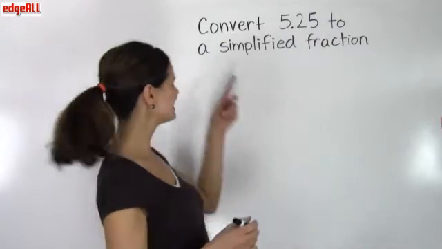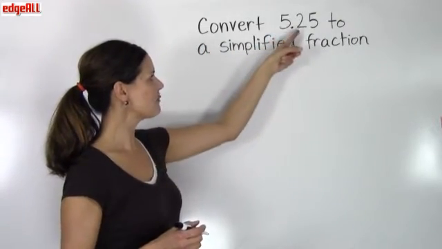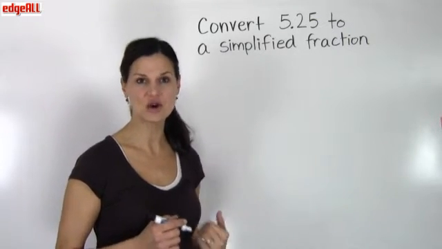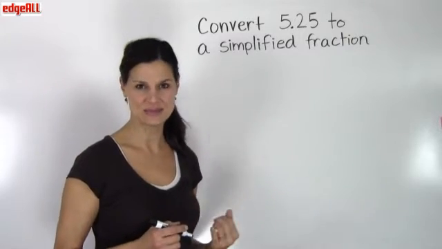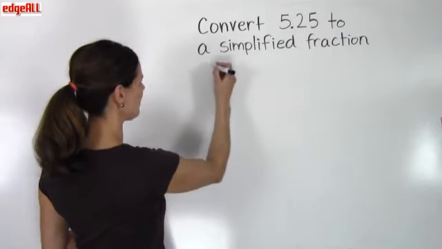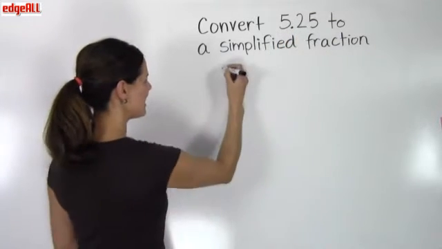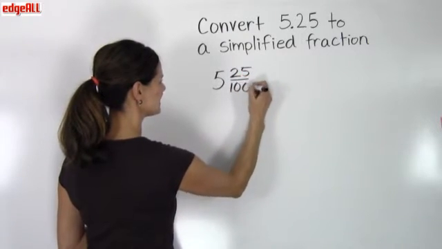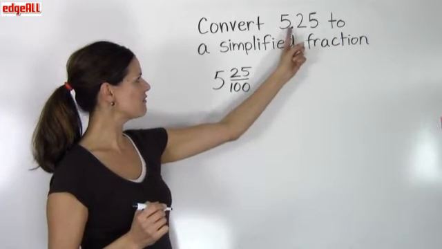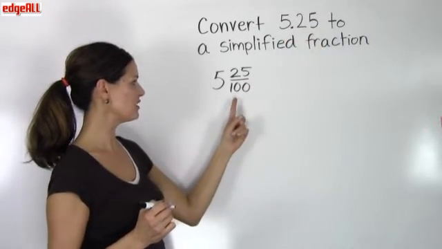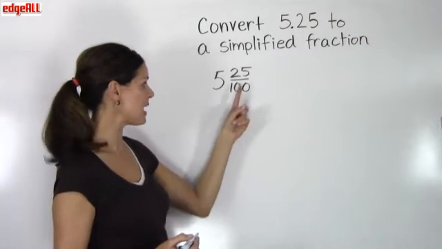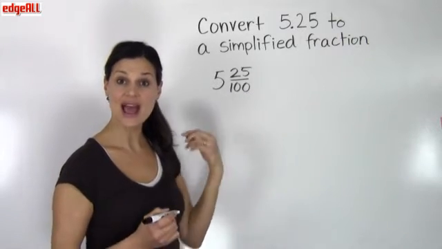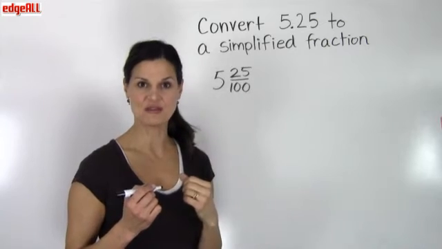Let's take a look at another example. We are asked to convert 5.25 to a simplified fraction. And sometimes the fractional equivalent of a decimal can be simplified. And that's going to be the case in this problem. So 5.25 can be read as 5 and 25 hundredths. And I have this now, 5.25, from decimal to fraction. However, I can see that both my 25 and my 100 are divisible by 25, so I can simplify the fractional portion of my answer.